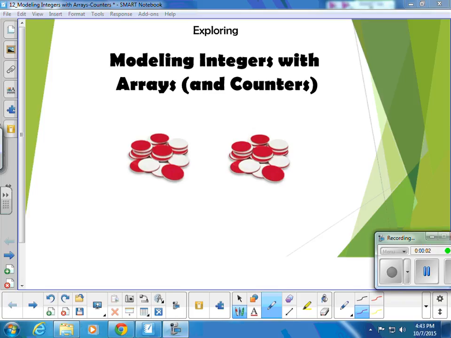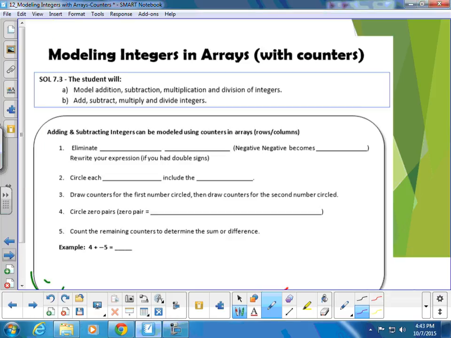Hello, today we're going to be talking about modeling integers with arrays and using counters. So remember we're still in SOL 7.3, which means we're going to be modeling addition, subtraction, multiplication, and division of integers. We started with the number line. Today we're going to do the arrays with counters and then hopefully move up into adding, subtracting, multiplying, and dividing integers without any models. All right, pull out your notes on page 26.